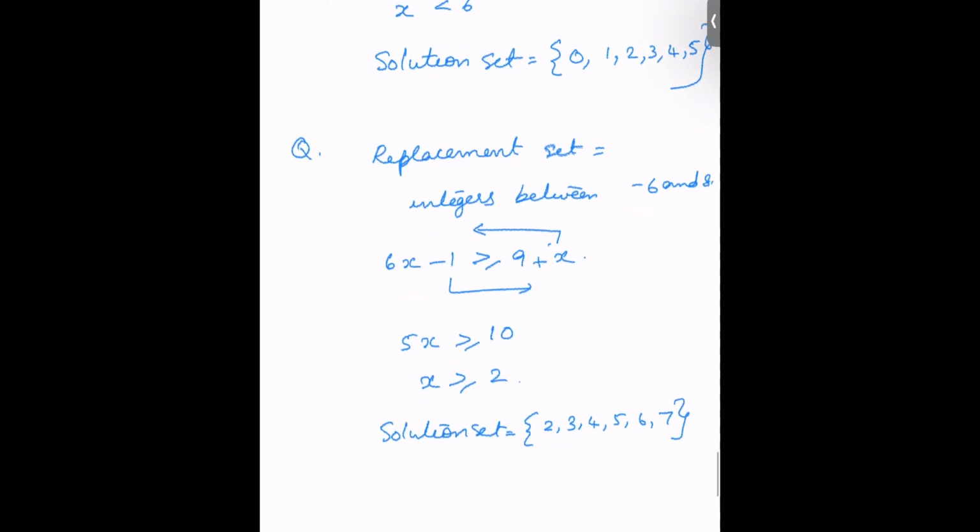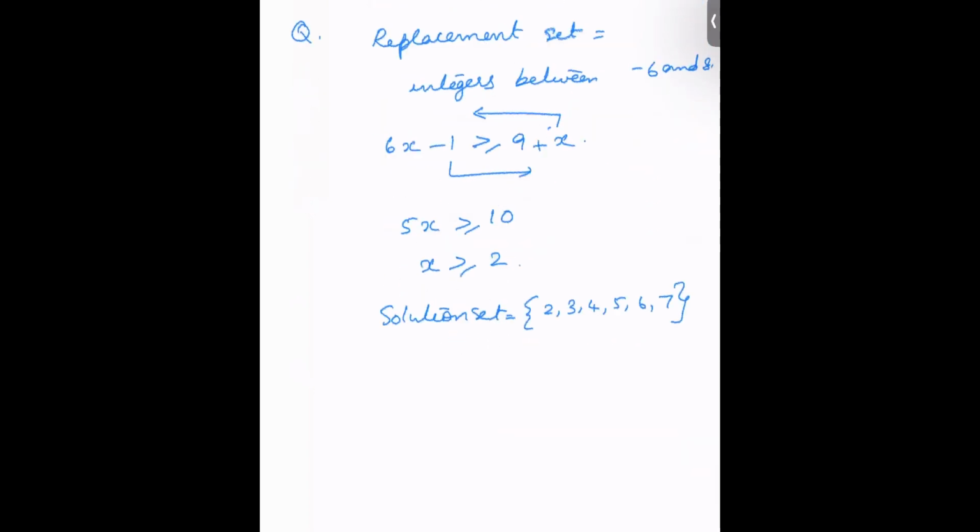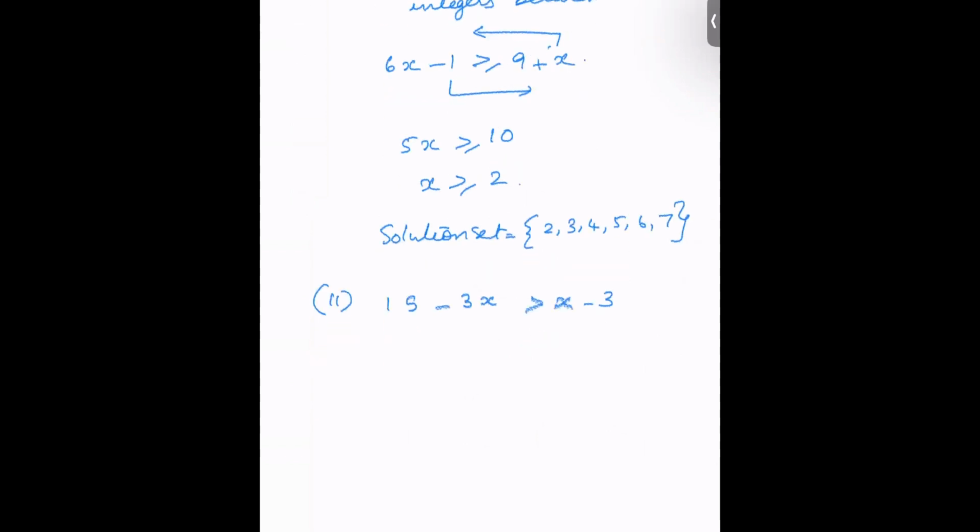Okay, the next question. Next subdivision, it says 15 minus 3x greater than x minus 3. So what will I do? Take this to this side, this to this side. So what do I get? 15 plus 3 will get 18, greater than 3x I am taking to the other side. It will become x plus 3x. So I'm having 18 greater than 4x, right?